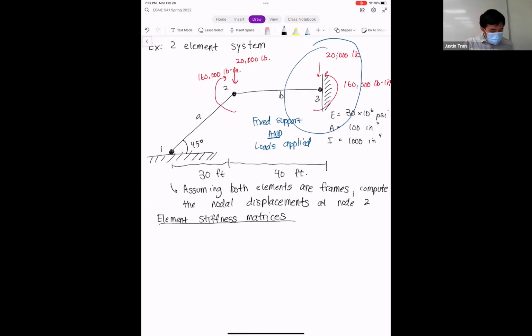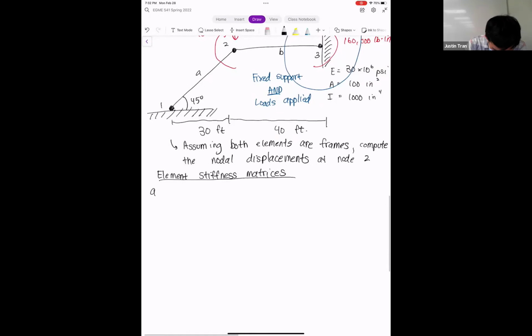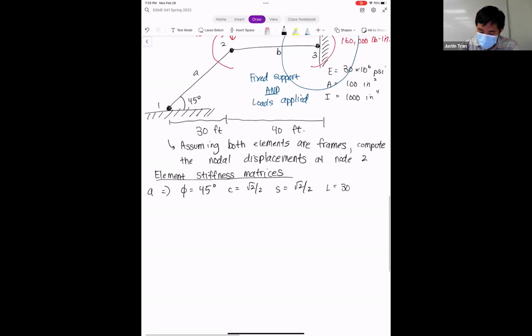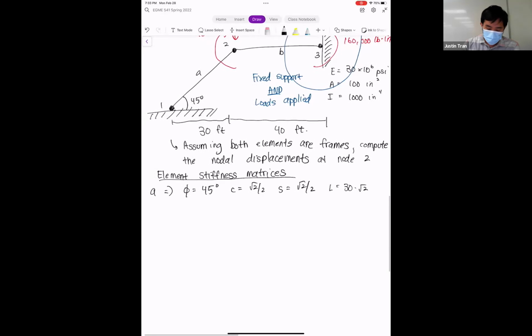Let's start with element A. For element A, if we draw a line from node 1 to node 2, the orientation angle is going to be 45 degrees. That means our cosine is root 2 over 2 and our sine is root 2 over 2. And our length, since we have a 45-45-90 degree triangle, is going to be 30 feet multiplied by root 2, because the length is the hypotenuse of this triangle.